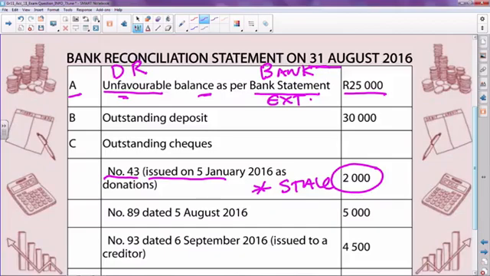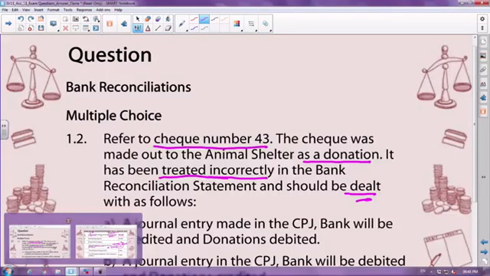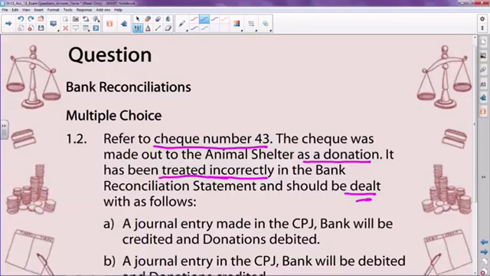We need to obviously cancel this check in the CRJ. Remember, you've done this a number of times in class. So this check should be cancelled in the CRJ, and the two accounts that will get affected will be the expense, donations, and your bank general ledger account. So those are your two accounts affected. Right, so let's go to our alternatives and look at which correct alternative we are going to choose. Okay, so we are given the following.